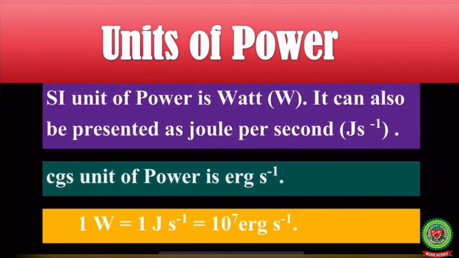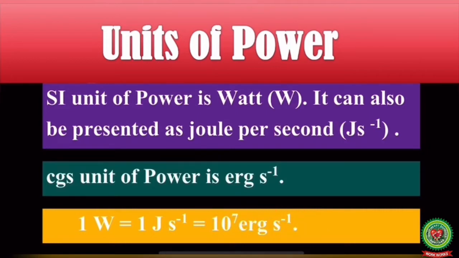The next part is units of power. SI unit of power is watt. Its symbol is capital W. And it can also be presented as joule per second. The symbol is joule second to the power -1. CGS unit of power is erg per second. And the relation between SI and CGS unit is 1 watt is equal to 1 joule per second, which is equal to 10 raised to power 7 erg per second.